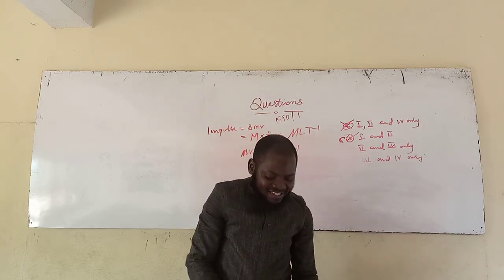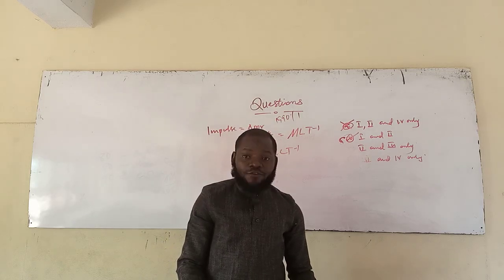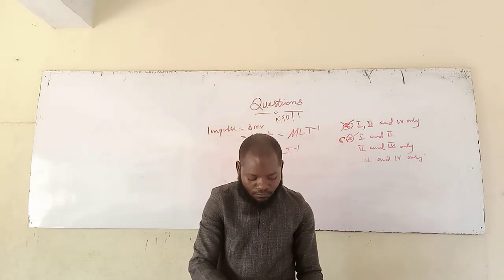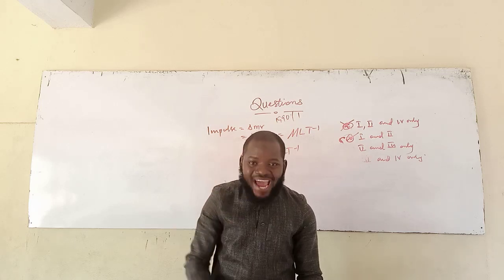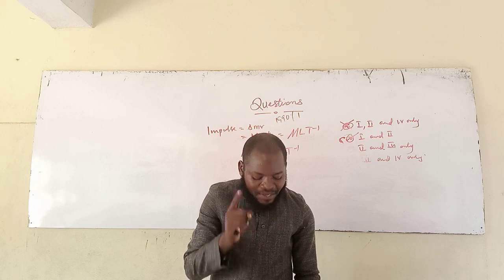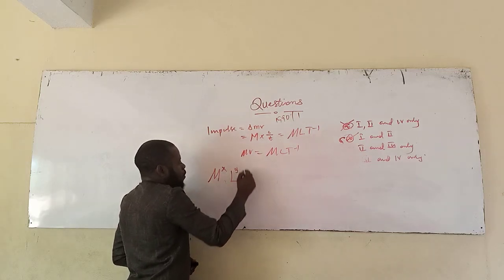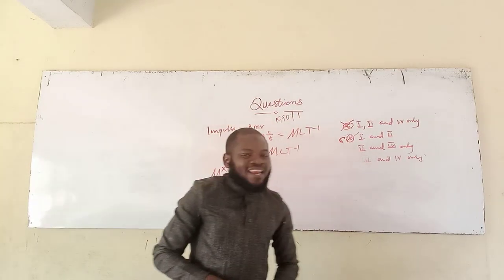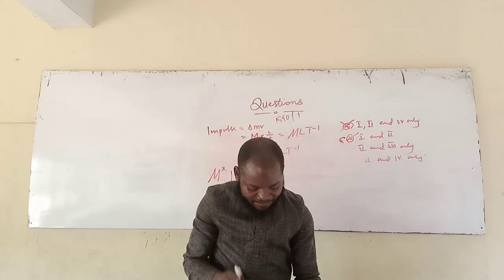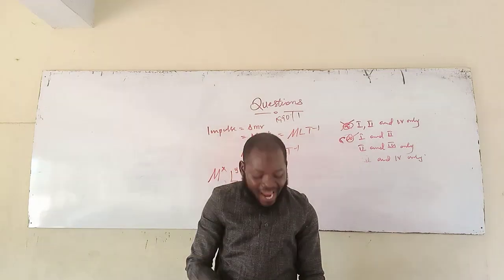We are asked to find 1997, number 1. Please listen to this question. It's the last question. So the question says, at what respective values of X, Y, and Z would the unit of force, the Newton, be dimensionally equivalent to M raised to power X, L raised to power Y, and T raised to power Z? Now, let's get this question clear. Let me read it once more. At what respective values of X, Y, and Z would the unit of force, the Newton, be dimensionally equivalent to M raised to power X, L raised to power Y, and T raised to power Z?